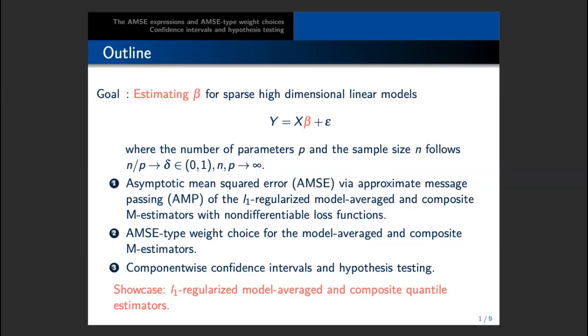In this presentation, I will talk about how to obtain the asymptotic mean squared error via approximate message passing and the corresponding AMP type weight choices for the L1 regularized model average and composite M estimators. In addition, we do not require the loss functions to be differentiable. And further, I will talk about how to construct the component-wise confidence intervals and hypothesis testing. I will also showcase the quantile estimators.